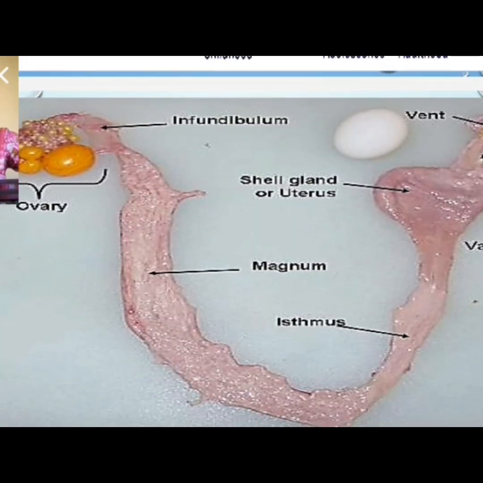Now, this is the reproductive system of a bird. This is where the egg is produced, at the ovary. When the egg is fertilized by a male reproductive cell or gamete, it will move through this structure called the infundibulum, or the oviduct in humans.